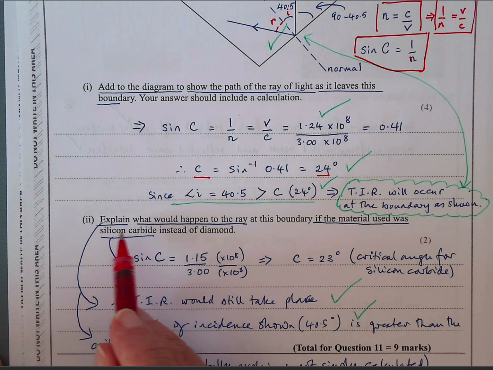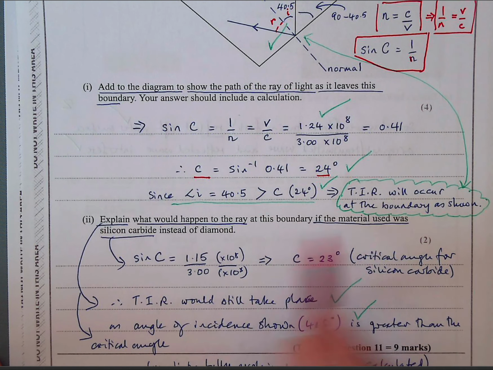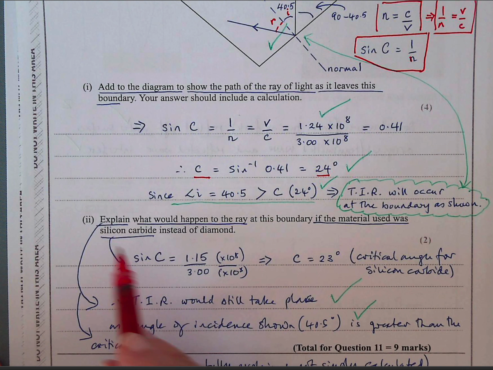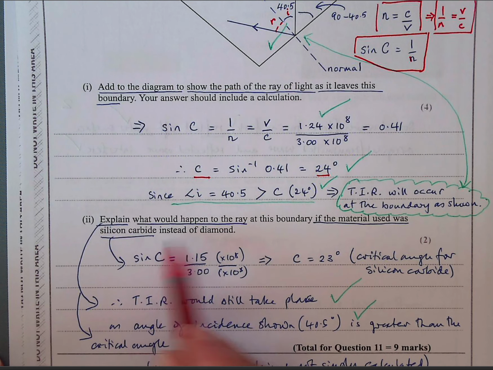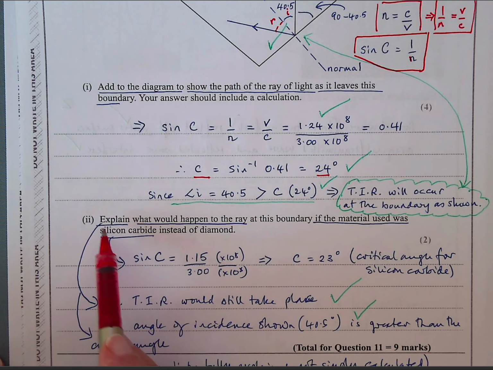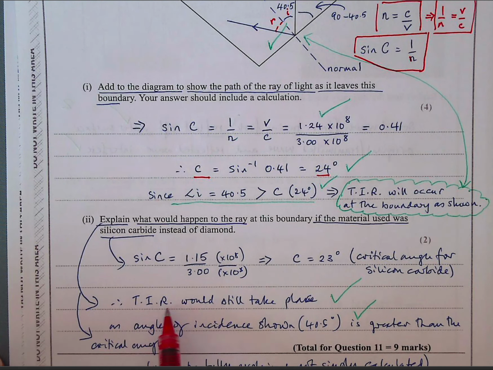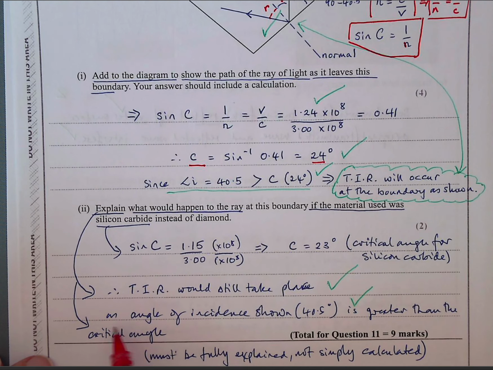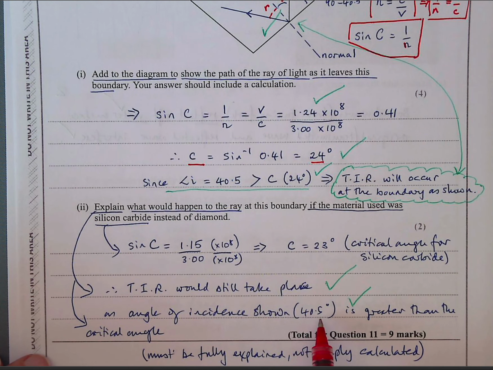So it's asking: explain what would happen to the ray if the material used was silicon carbide instead of diamond. So instead of 24 degrees, the critical angle is 23 degrees, not much difference. So therefore total internal reflection would still take place. The explain bit is there, so you should write it out in full. And as the angle of incidence shown, 40.5, is greater than the critical angle.